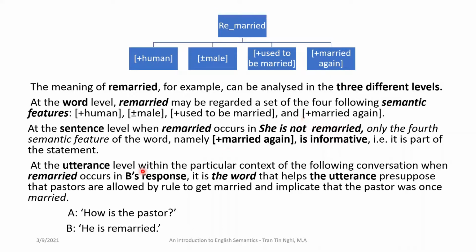For example, at the utterance level, for example, the pastor says he is married. We inform the situation. He got married again, and he used to be married. So in that way, by the rule, getting married implies that the party was once married.